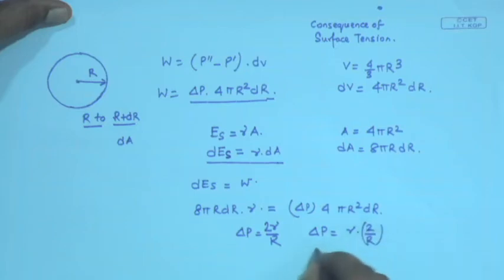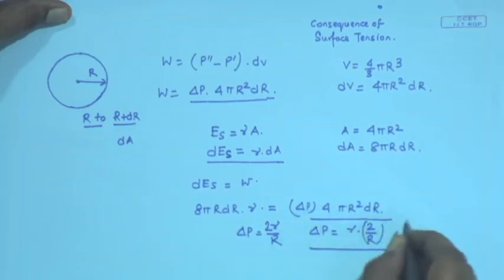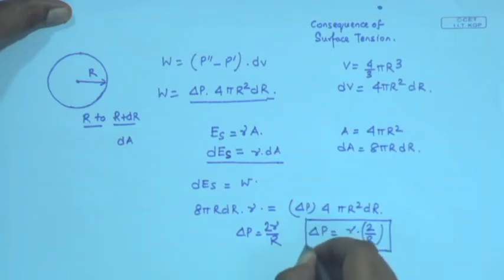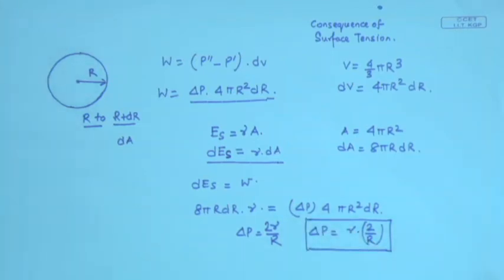So, you can see for a spherical drop, the delta P across the interface is 2 by r into gamma. What is more important, it is related to the radius of the drop and the surface energy, right. So, this is important, and this P is what is called the Laplace pressure.